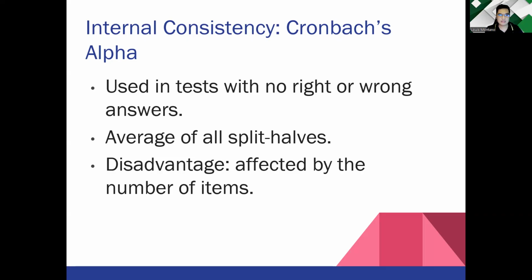You correlate the score in the first half and the score in the second half. Okay? Sa Cronbach alpha, you allow the computer, the software, to split the tests in all possible ways and to get the average of all the split halves. Di ba? It's like split half, but a very advanced variation, which is why very popular ang Cronbach alpha. Ang disadvantage na lang, it is affected by the number of items. Meaning, if you have a lot of items, the reliability surely tataas siya. Kung konti lang items mo, mababa yung reliability.